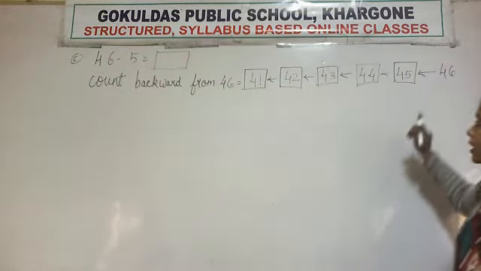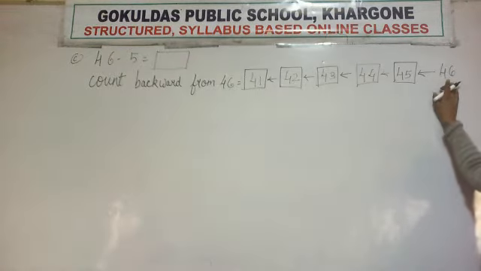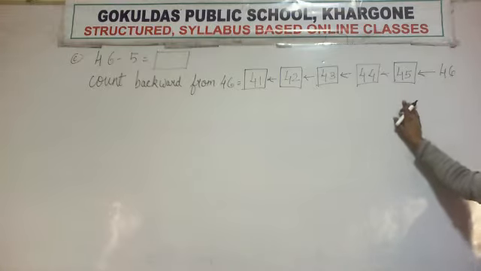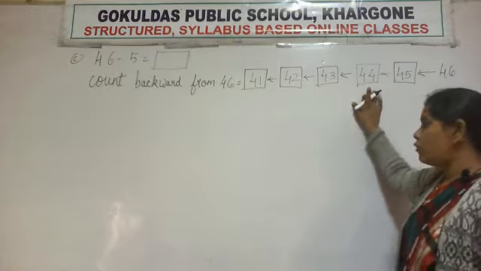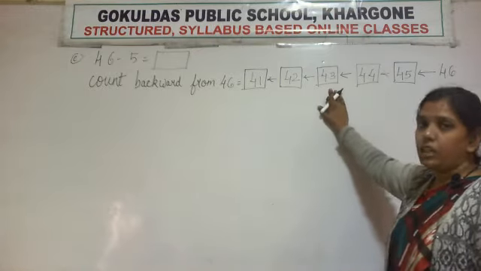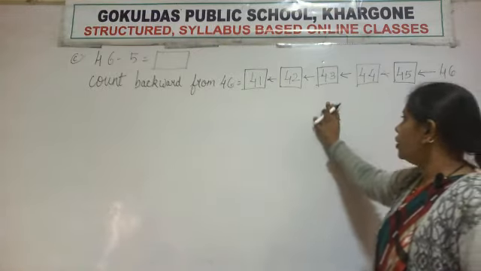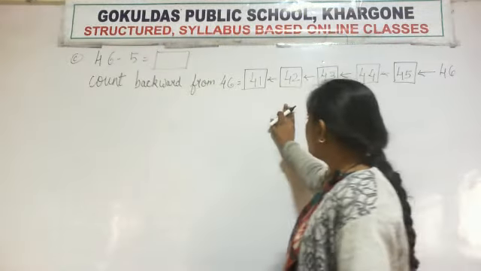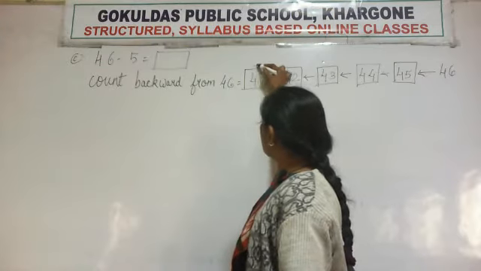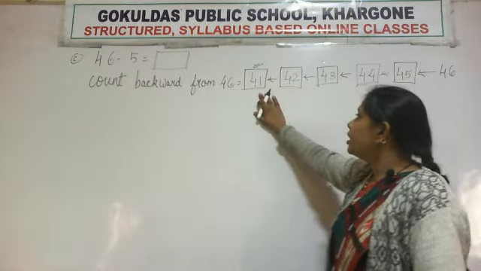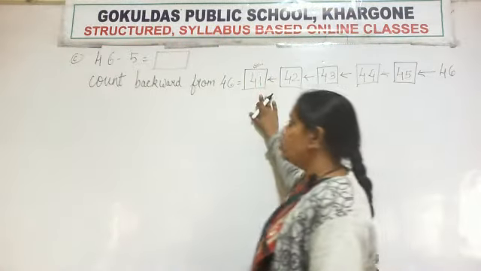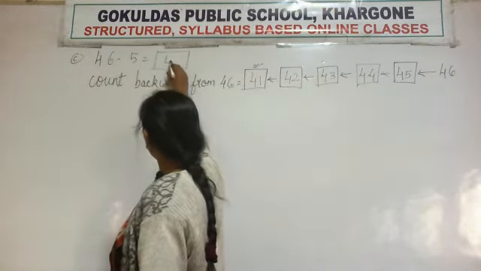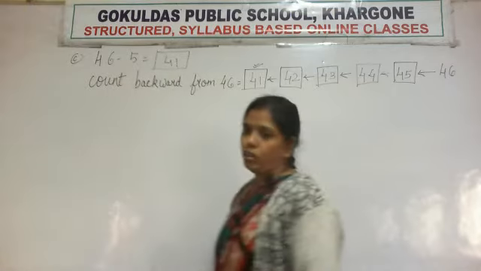41. Again, see, the number that comes before 46 is 45. The number that comes before 45 is 44. Before 44 is 43. And before 43 is 42. And before 42 will be 41. So this is the last box and the number written in this box is 41. So the answer of 46 minus 5 is 41. Copy fast.